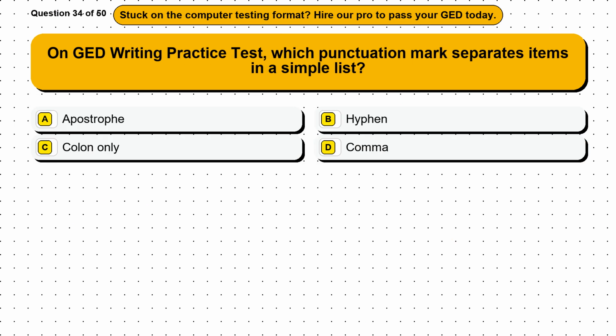Question 34. On GED Writing Practice Test, which punctuation mark separates items in a simple list? Option A, apostrophe. Option B, hyphen. Option C, colon only. Option D, comma.